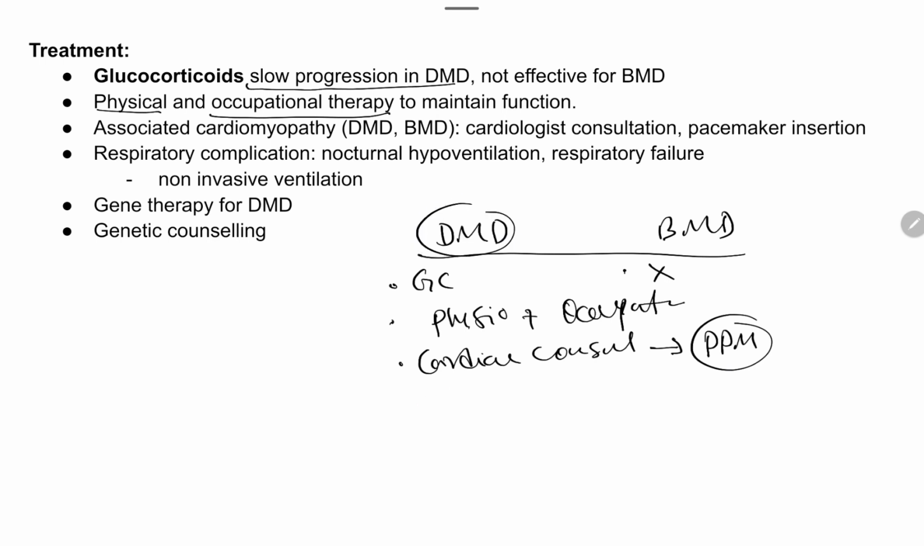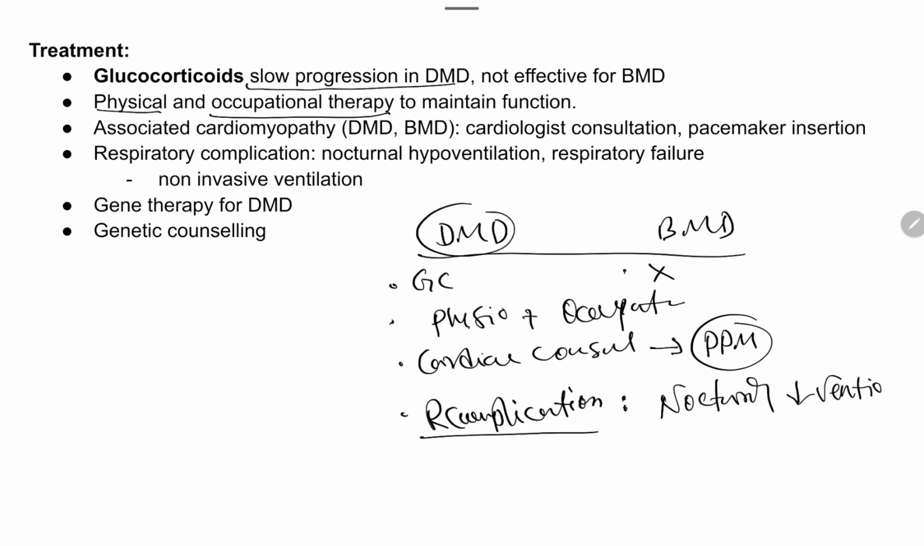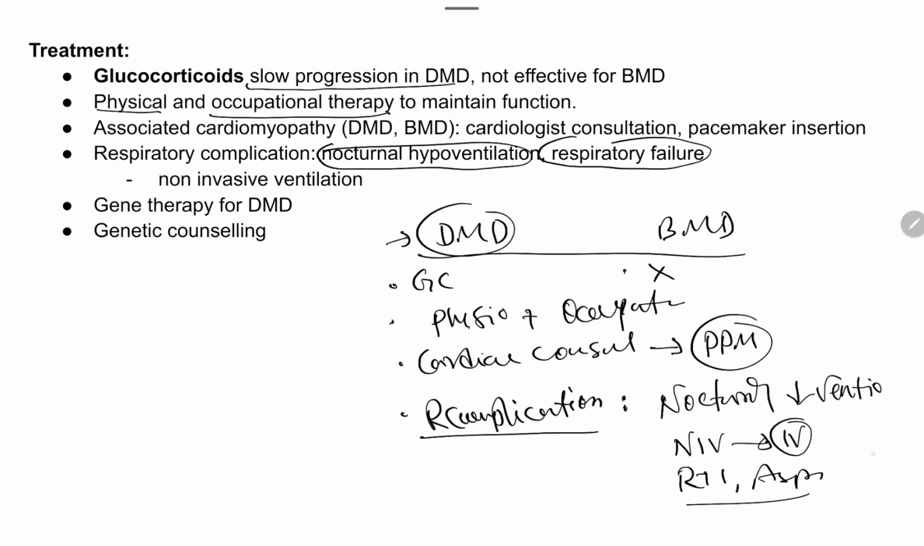And as only the DMD patient develops respiratory complication, they need extra care in terms of respiratory rehabilitation. In DMD, patients develop nocturnal hypoventilation and respiratory failure at times. So they need first non-invasive ventilation followed by invasive ventilation. DMD patients invariably develop repeated recurrent respiratory tract infection, aspiration pneumonia, and respiratory failure.